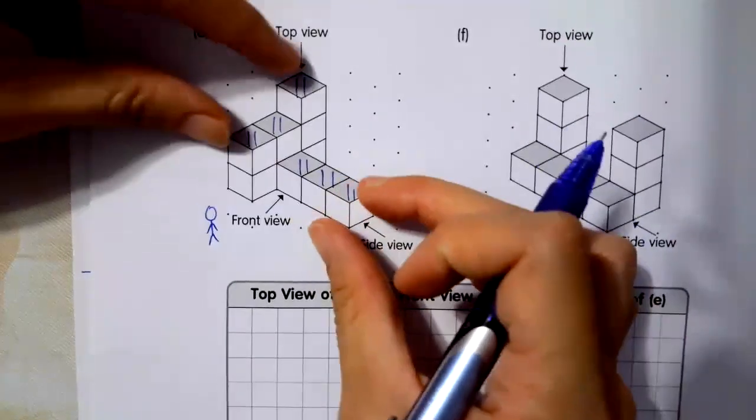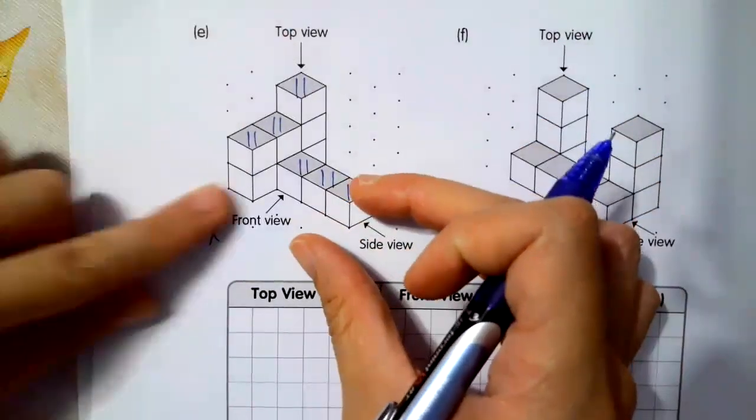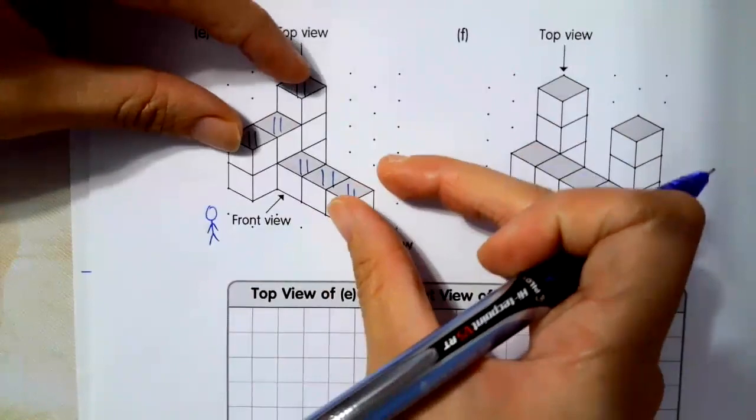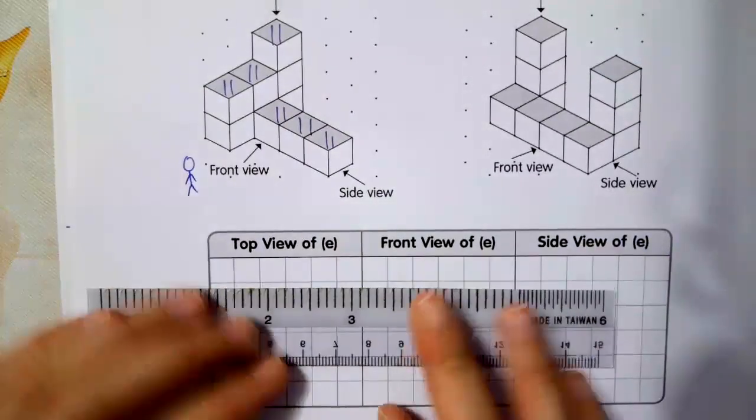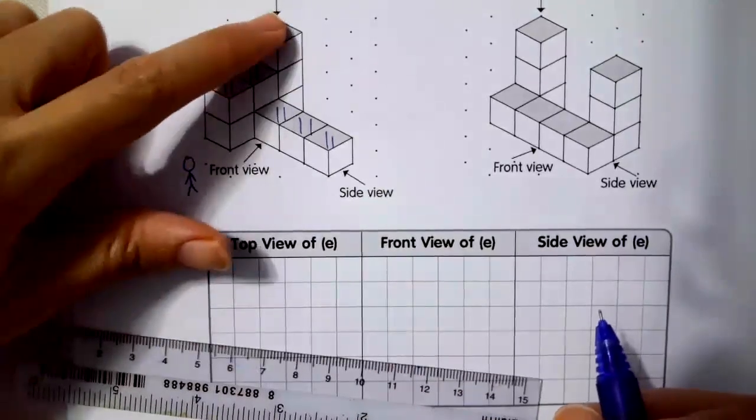So you're supposed to, in a way, adjust it this way to face you. When you're seeing from this view, what you're seeing is this one facing you. So what you're going to see, make sure when you're drawing, is using a ruler. I'm going to see 1, 2, 3.